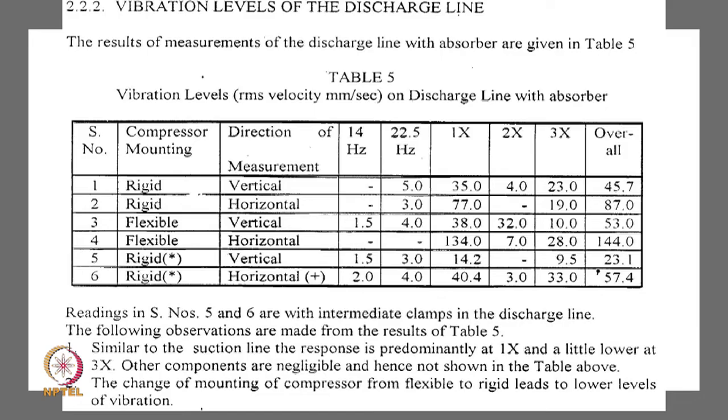So the results of measurement of the discharge line with the absorber are again given here in table 5, and I think rather than go by the specific 1x, 2x and 3x, we can look at the overall acceleration, the RMS velocity in millimeters per second, and that shows that with the status which was in the field, flexible, number 4, flexible compressor mounting, and in the horizontal direction we had 144 millimeters per second of velocity, and that was a significant high in comparison to any other reading that we have.